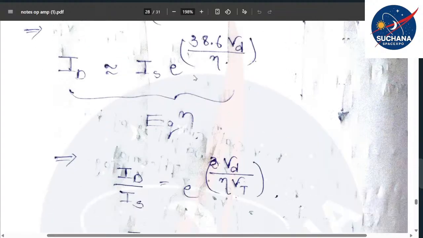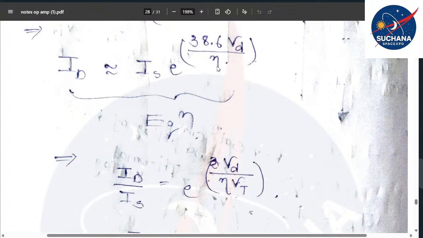So now we are bringing this Is, the saturation current, from the RHS to the LHS. So finally we got ID by Is is equal to e to the power of Vd by neta into Vt. See here, we substituted all the values for Vt, which is Kq by T, K as the Boltzmann constant, Q as the charge of electron, and T we have taken 300 Kelvin for room temperature. So let's come back to the original equation.